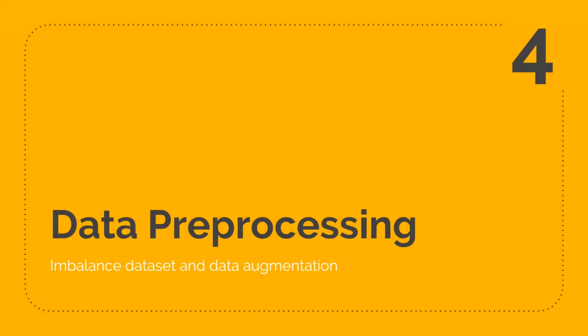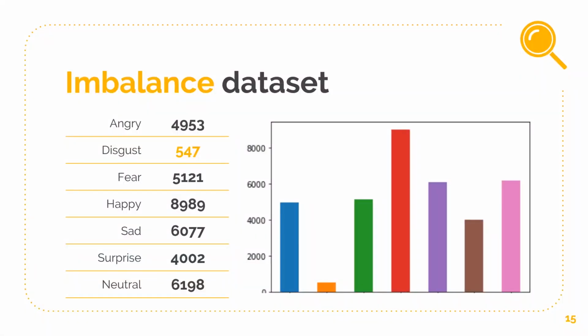The Kaggle FER dataset is a very good dataset. However, it does have one limitation. That is, the dataset itself is imbalanced. You can see from the numbers and the charts on the right-hand side, we found that the emotion disgust only has 547 images, while comparing to other emotions, all of them contain thousands of images.